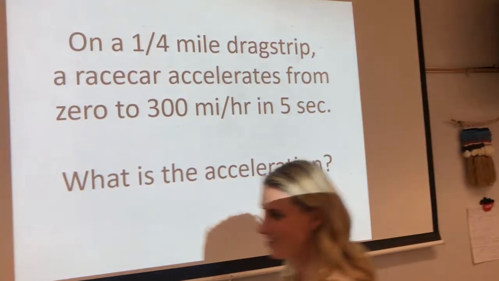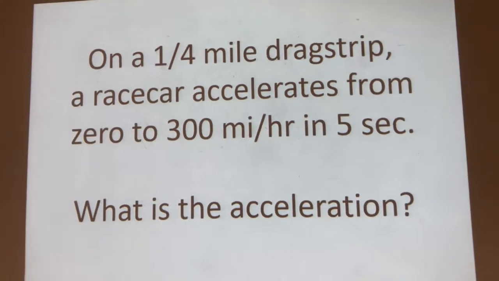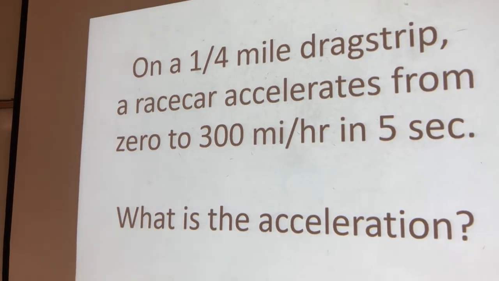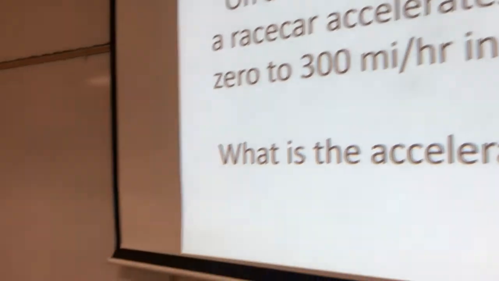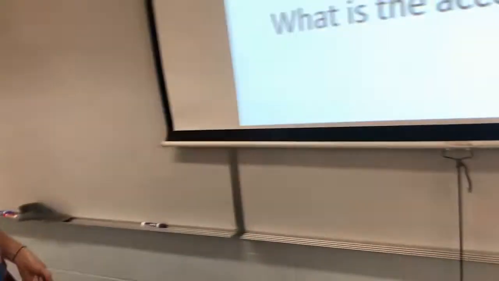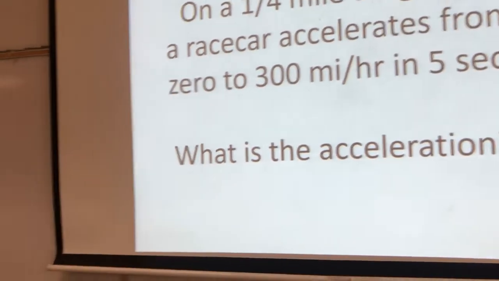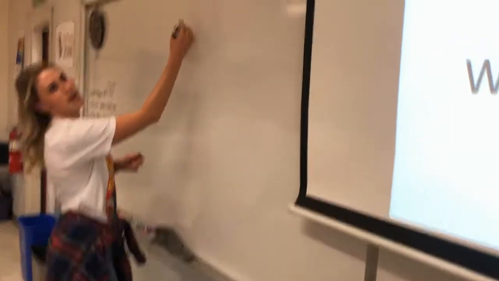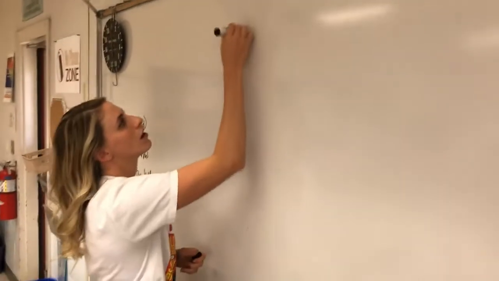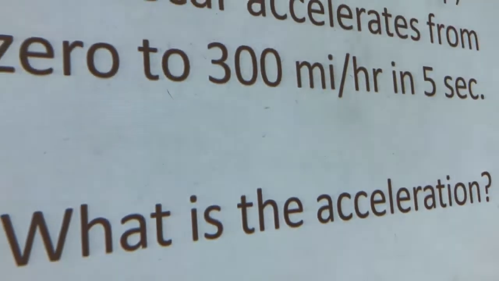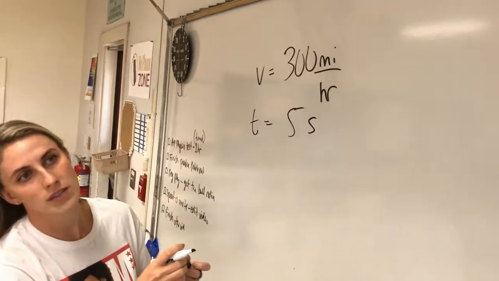Let's practice. On a 1/4 mile drag strip, a race car accelerates from 0 to 300 miles per hour in 5 seconds. That's really fast. What is the acceleration? Pause the video, give it a go. Seriously, pause the video. Okay, here we go. So we've got this number, 300 miles per hour, that's velocity. And then we've got 5 seconds, that's the time. And it wants to know the acceleration.